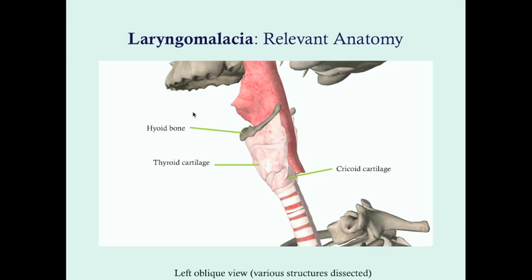So this is the airway. This is a left oblique view. You can see here I've removed the mandible and also various structures, including the cervical spine. So this is the hyoid bone. This is an important landmark structure. Usually you can palpate this in a child. Here's the thyroid cartilage and the cricoid cartilage. Remember, the cricoid cartilage is the narrowest point of the airway. So laryngomalacia is going to be above the vocal cords, so it tends to be behind the thyroid cartilage, the hyoid bone area.